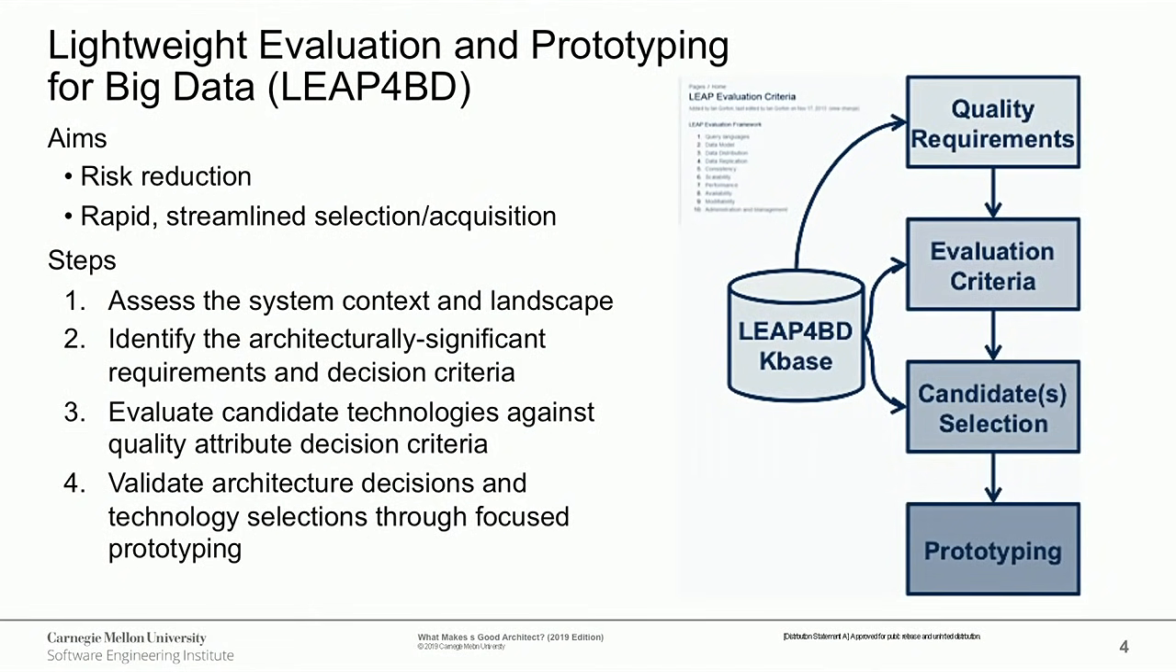So we had done some work, I had mentioned earlier, when I was working on big data systems. How do you make that decision about which NoSQL database you're going to use? We came up with a process, a long name, the Lightweight Evaluation and Prototyping for Big Data method, or we called it LEAP for BD. It's a four-step process. Look at your system context, the technology landscape, and your architecturally significant requirements. That's really the unique part of this decision making: actually understanding what the architecturally significant requirements are. And that varies from system to system.